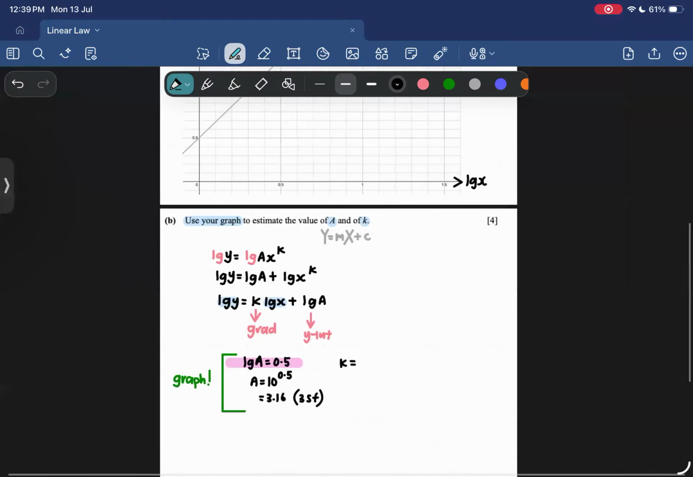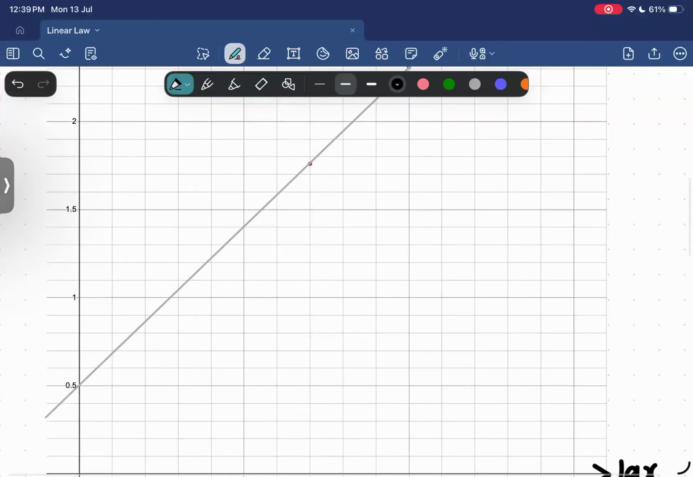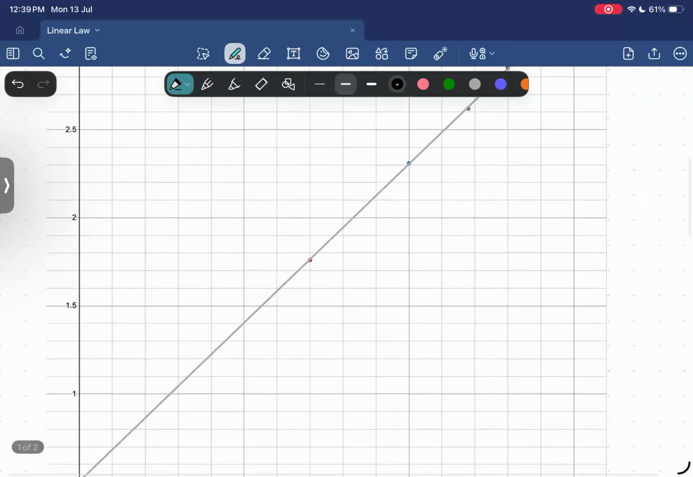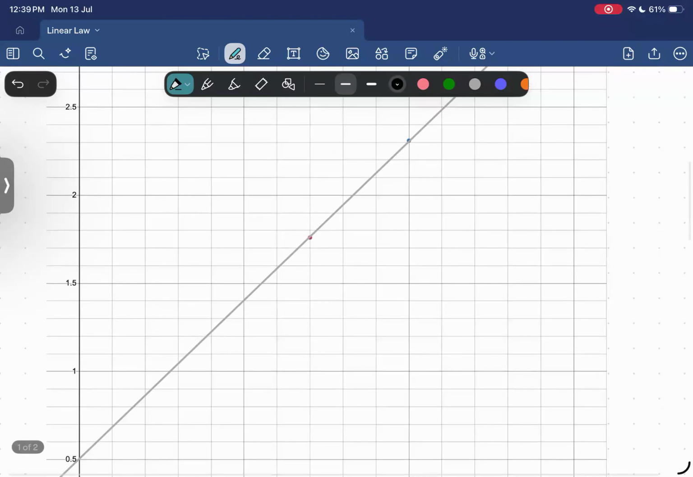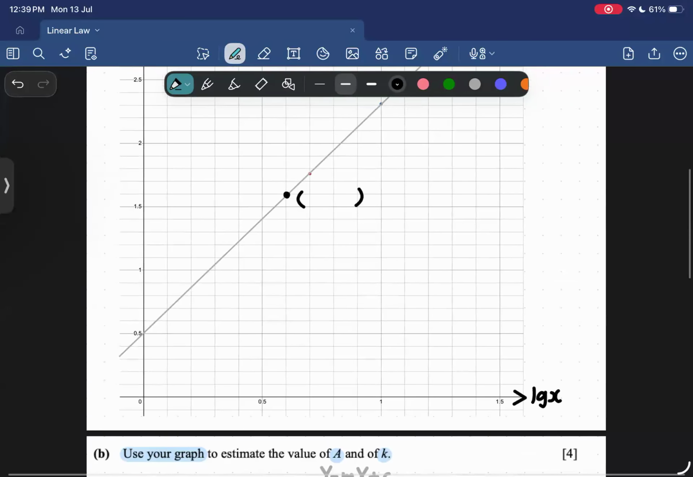So K is the gradient, right? You're going to choose points on the line. For me, my points are not nice enough, but when I want you to choose points, choose something lying on the intersection of two lines. Don't use points that are in the table. Don't use the y-intercept. Choose other points, okay? So this one here is 0.6 and 1.6. That's the best I can find for my graph now, so I'm going to estimate a bit, but you should be able to find something nicer.